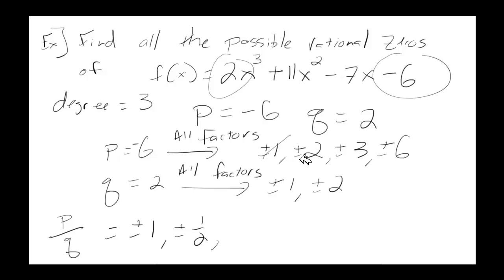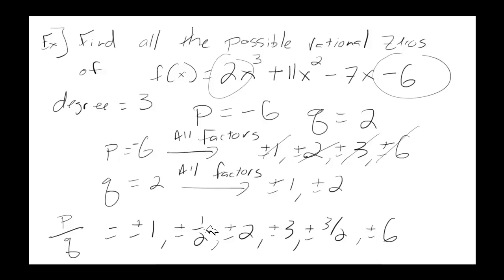So plus or minus 2 over plus or minus 1. Well, 2 divided by 1 is 2, so I get plus or minus 2 out of that. And 2 divided by 2 is 1, and I already have that in my list. So no need to repeat values. So now let's do 3. 3 over 1 is 3, so we get plus or minus 3. And 3 over 2 is 3/2, so plus or minus 3/2. And lastly, 6. 6 over 1 is 6, so I get plus or minus 6. 6 over 2 is 3, and I've got that already.